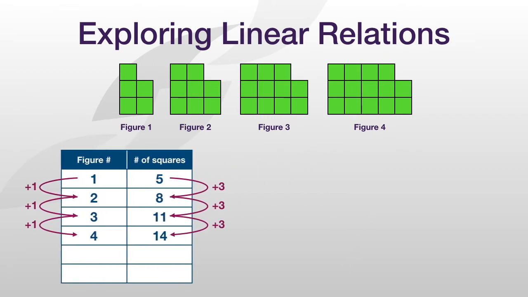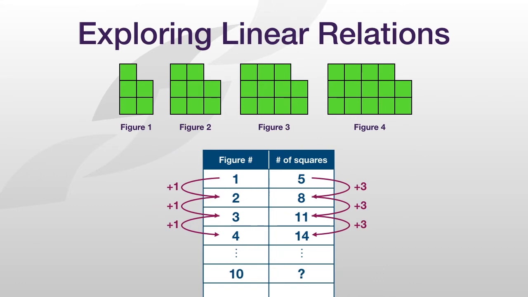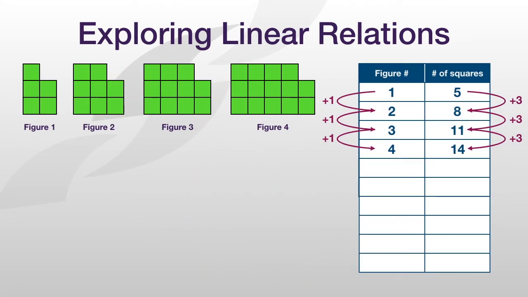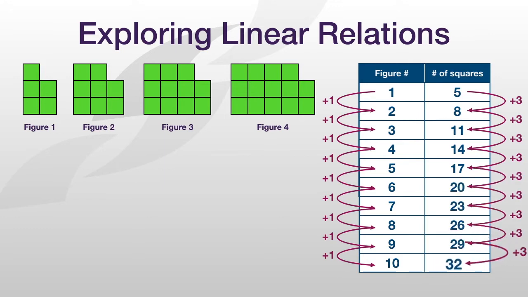Noticing this pattern can help us determine how many squares are in later figures. Let's return to our previous question. How can the pattern in the table help you to determine how many squares are in figure 10? To answer this question, let's extend our table. First, fill in the figure number down to 10. Next, we can add 3 to move down our second column. Adding 3 to 14 gives 17, so figure 5 has 17 squares. Continuing down the column, we see that figure 10 must have 32 squares.